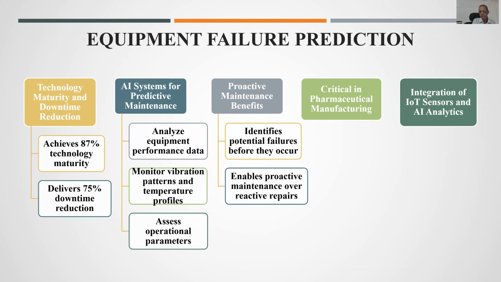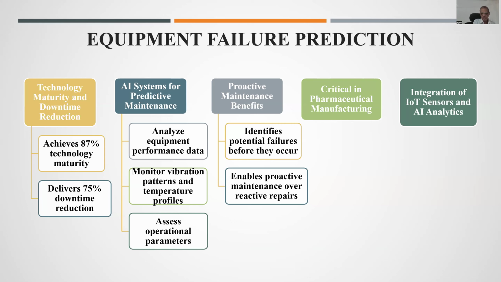Another benefit, where we look at API manufacturing, is about the equipment. Equipment failures can be predicted with the adoption of AI. So this technology maturity can help in achieving better utilization of the equipment and machines and reduces the downtime.